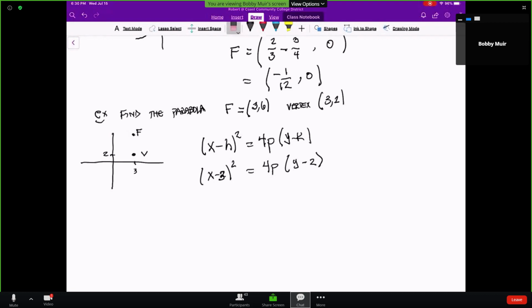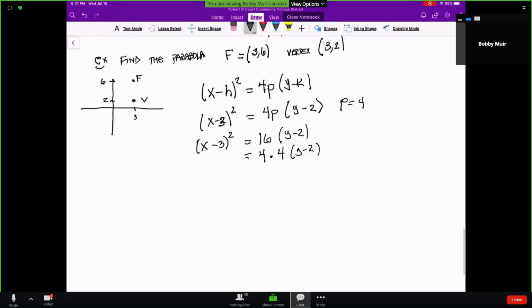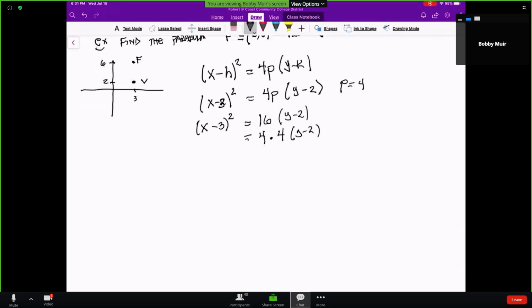So we still got to figure out this p. Well, remember that the distance from the focus to the vertex is p. So how far is it from here to here? 4, right? And so our (x minus 3) squared equals 16 (y minus 2), or you can say 4 times 4 (y minus 2), depending on if you want to keep track of the information like that or not.